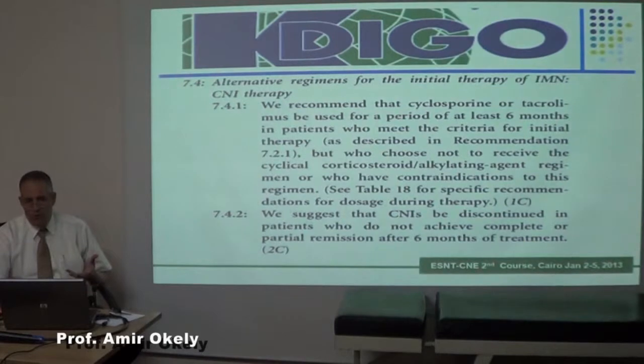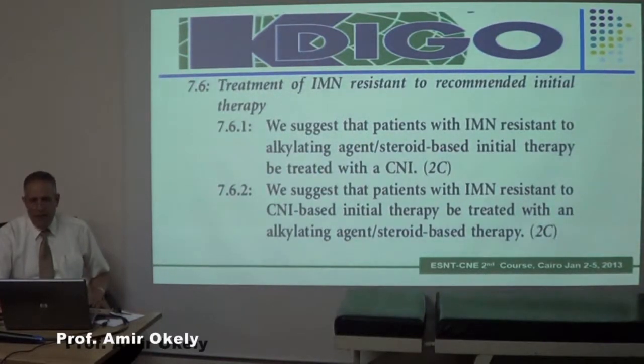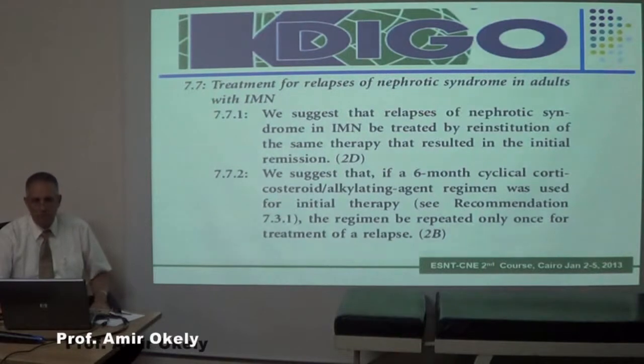What if there is no response to an alkylating agent like cyclophosphamide? We usually shift our patient to calcineurin inhibitors. We suggest that the dose of calcineurin inhibitor be reduced at intervals of 4 to 8 weeks when we get response to treatment. Treatment of idiopathic membranous nephropathy resistant to recommended initial treatment: patients resistant to alkylating agent should be shifted to calcineurin inhibitors, and if there is no response to calcineurin inhibitor, you should shift your patient to cyclophosphamide.